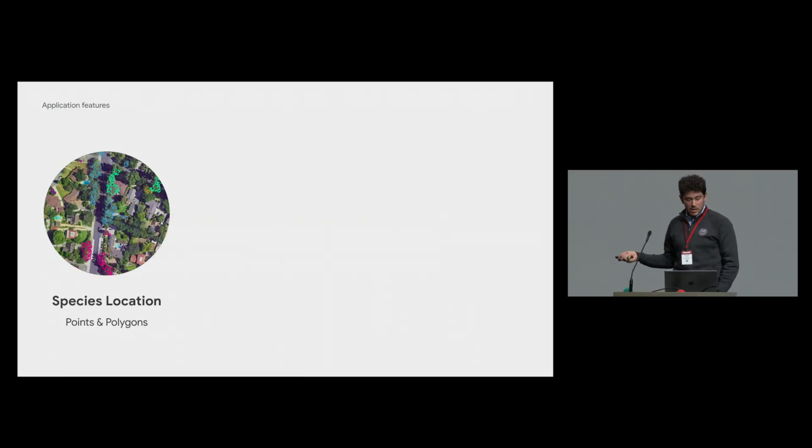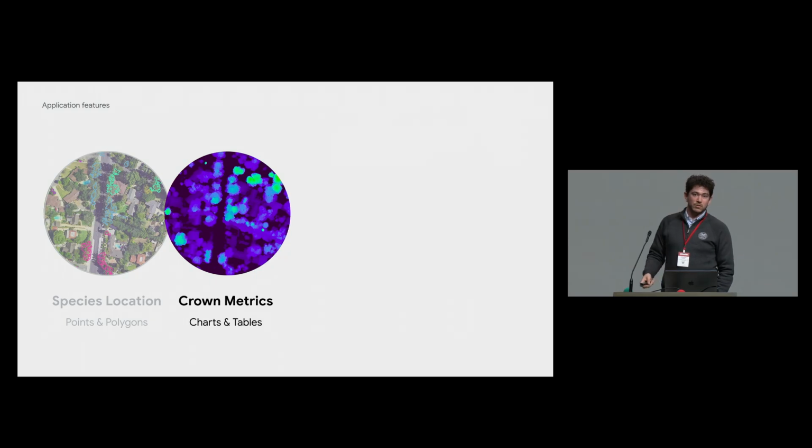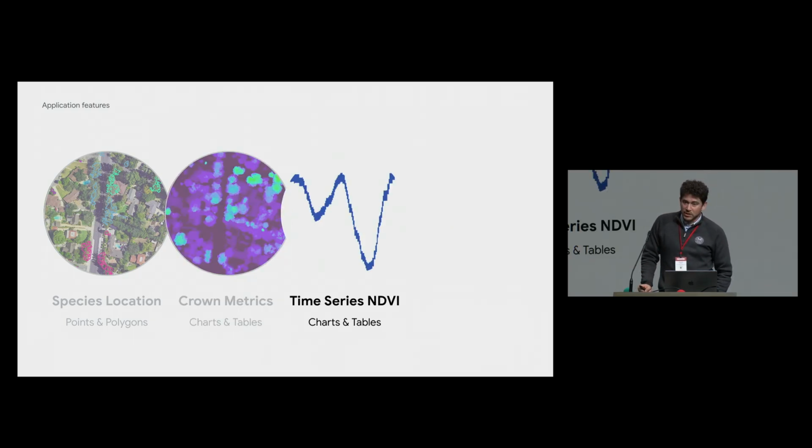Now, what exactly does the app offer? Species locations, crown metrics, charts, tables, time series NDVI tracking, or using any other sort of index that you might be interested in to track the condition of a specific tree or species.